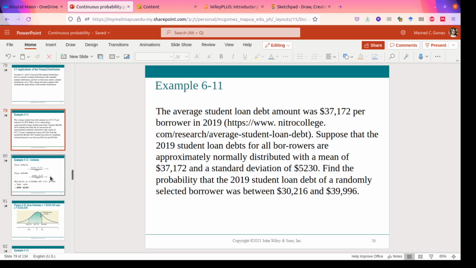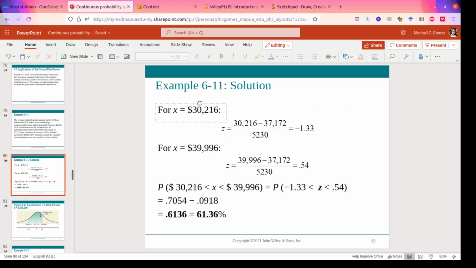So areas beneath the curve, because it's a probability. Probabilities are areas beneath the curve, so areas beneath the curve between these values. So first convert our x values. Apply the formula, and this is the z. We need to apply this formula in order to get the points in terms of z, so that we can look this up in the table. According to the table, the z value for 30,216 is negative 1.33, and the other one is 0.54.